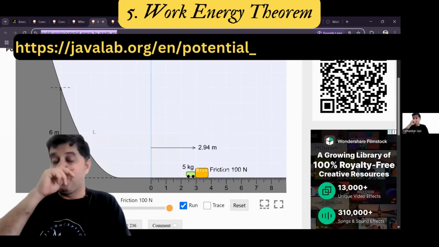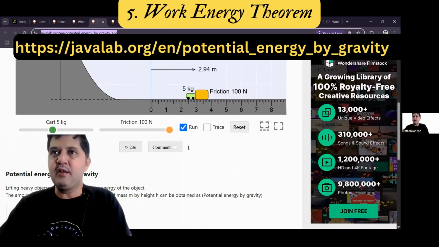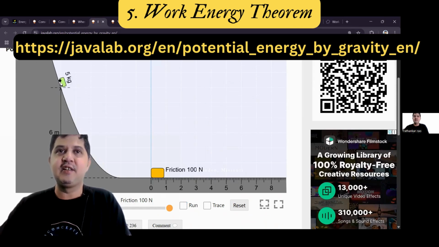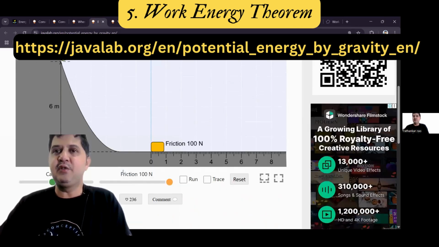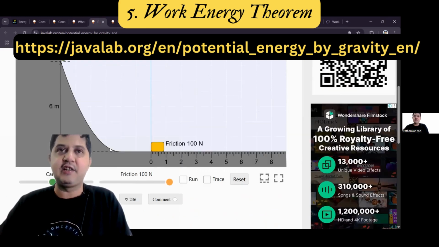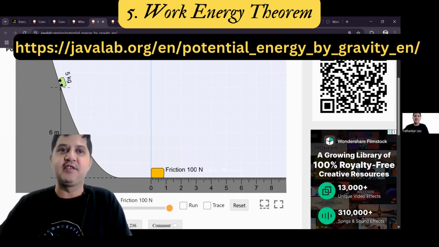The next one is about a pendulum and an incline. The incline can be changed like this by pulling it across. And then you have an object with a friction acting over here, which is trying to obstruct it. What I can do is run this, and put a trace also, which tells you whether it is moving at uniform velocity or not. Click on run.